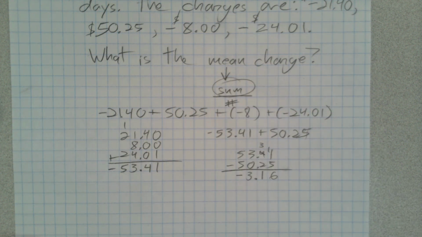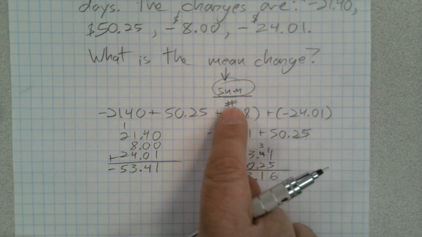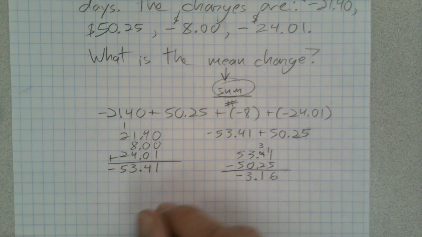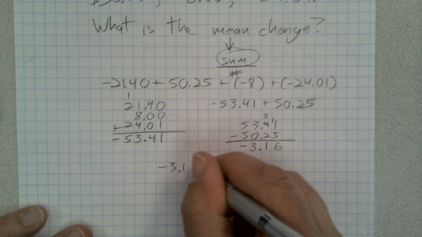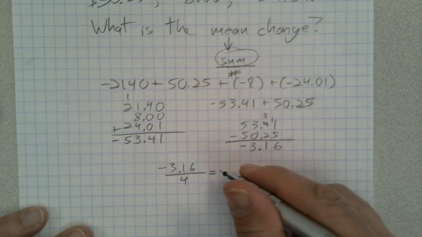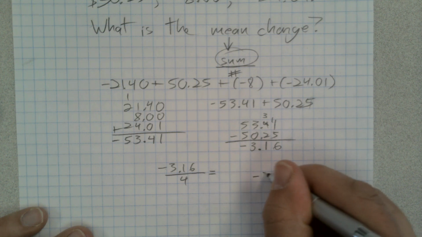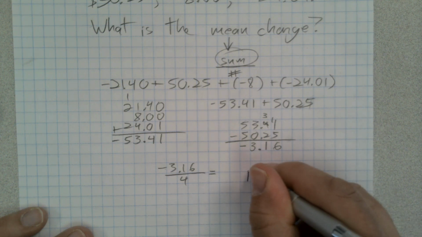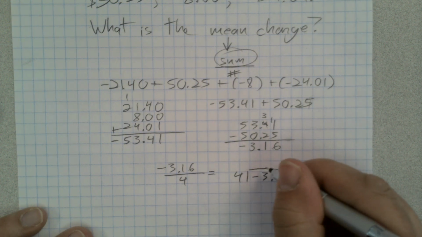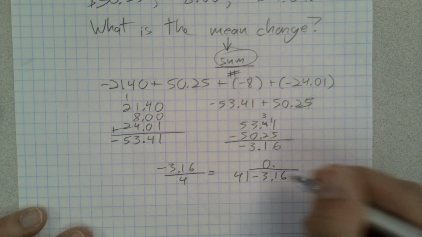Okay? Now, that's my sum. I'm not done yet. Now, I have to take that sum and divide by how many numbers there were. And remember, there are 1, 2, 3, 4 numbers. So now my problem is this. Negative 3 decimal point 16, 3 and 16 hundredths, divided by 4. So, 3.16 goes in the house, and 4 goes outside.